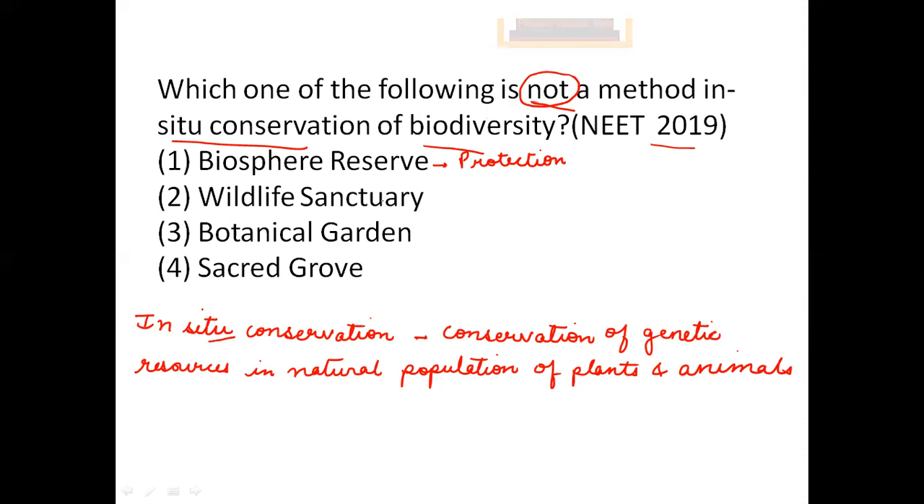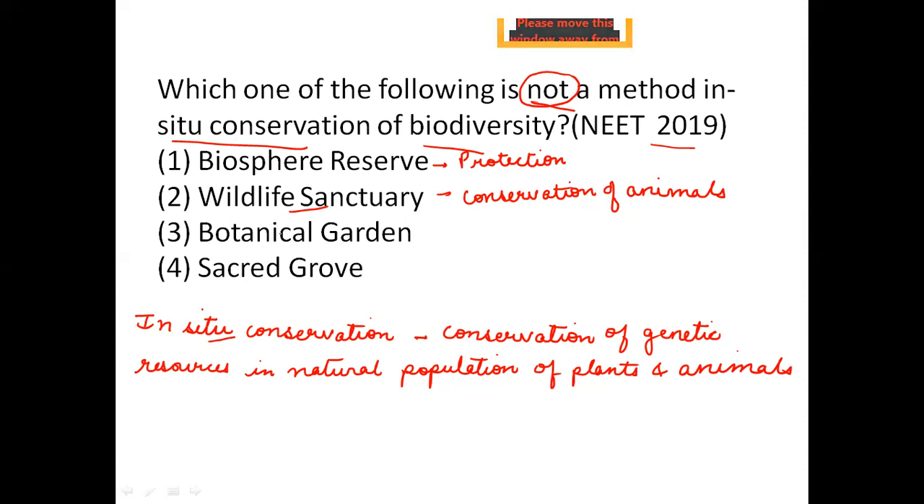Second, wildlife sanctuaries. Wildlife sanctuaries means the conservation of animals, that is, the protection of animals in their natural habitat. So again, it also belongs to in situ conservation.